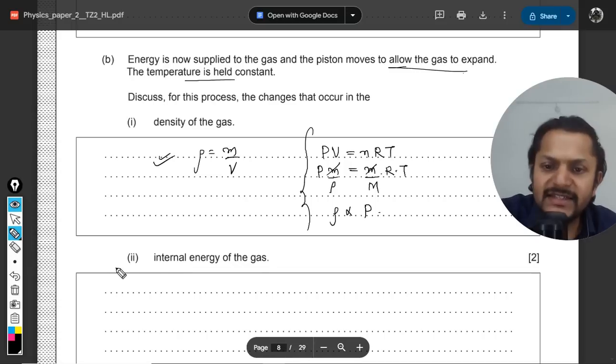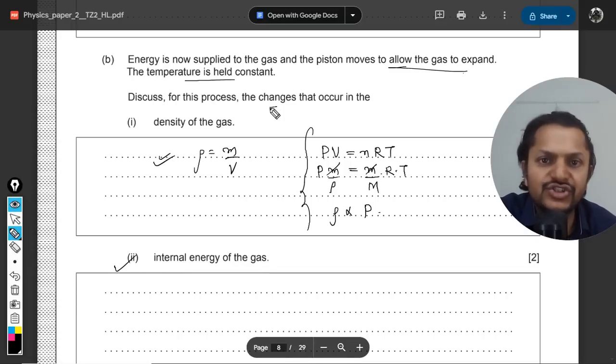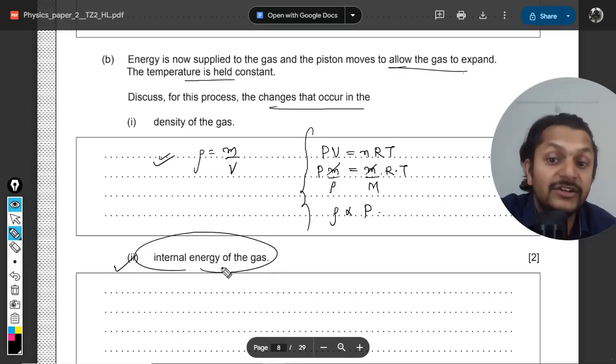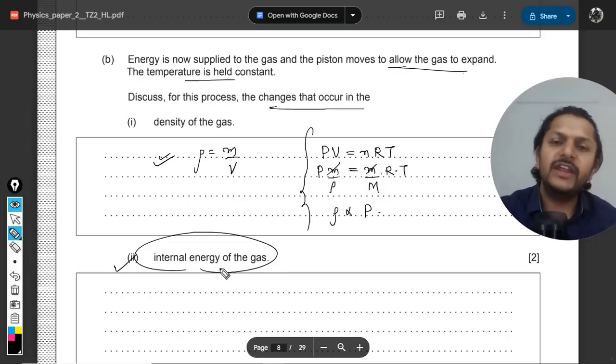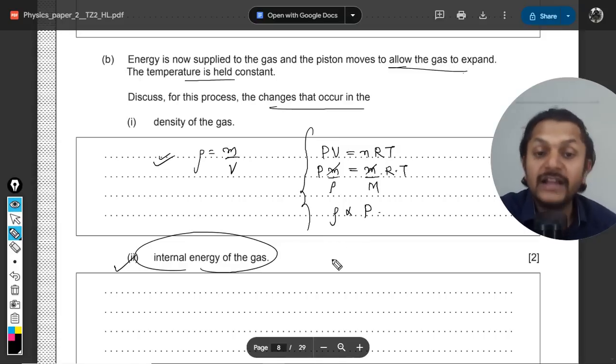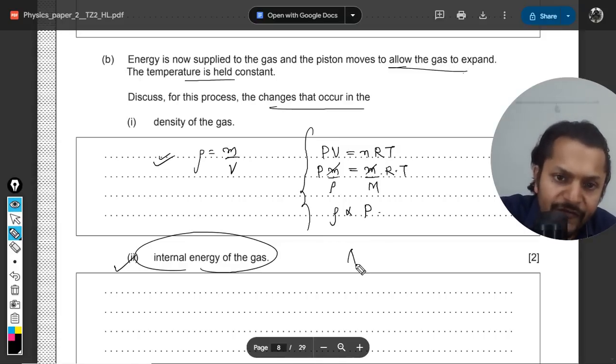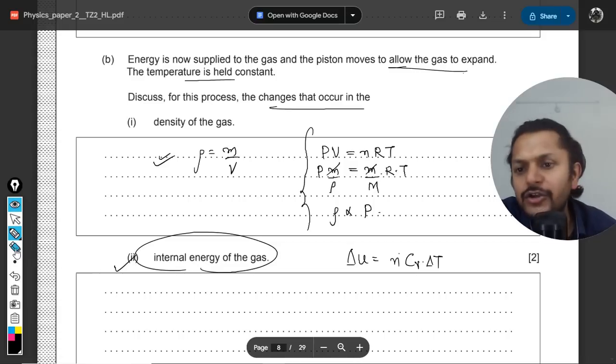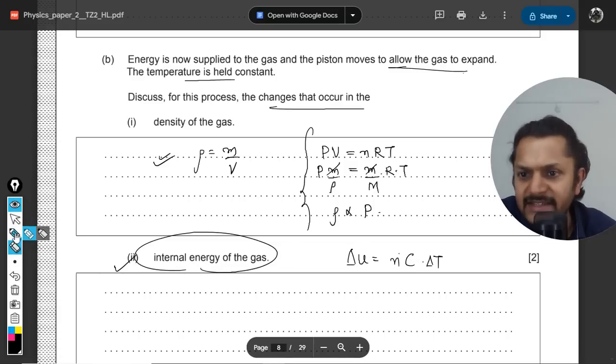Okay, let's see what is next. Discuss the change that occurs in the internal energy of the gas. Another very important part of these kind of topics is internal energy. I tell you, the formula for the internal energy is n Cv delta T.